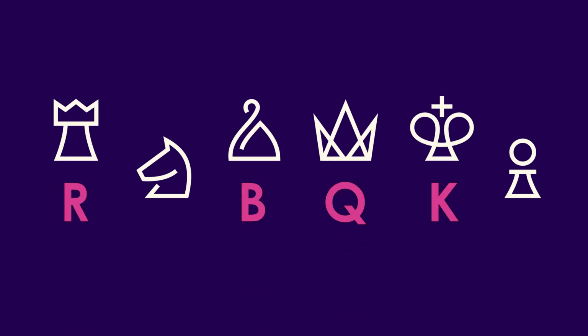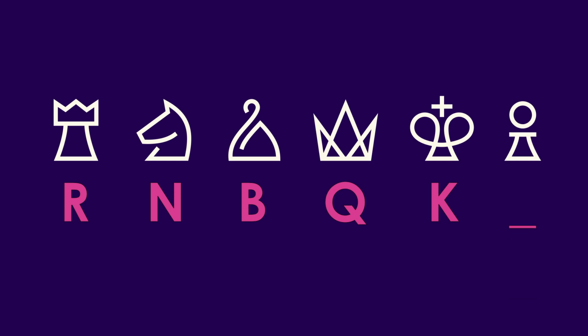In English, all but 2 chess pieces are known by their first letter uppercased. The knight is known by N because K is reserved for the king, and pawns don't get a letter. If the letter's left off in the notation, that indicates the pawn.